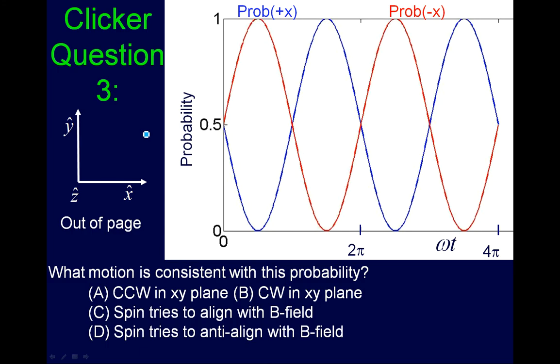But here's the probability of this being either positive x or negative x. Again, I'll save you the details of calculating this. You can do it, but here are just the plots of that. With these probabilities, you can determine what the motion seems to be. I say here, what motion is consistent with this probability? So give this a good look over and then answer this as best you can in the pre-class questions.